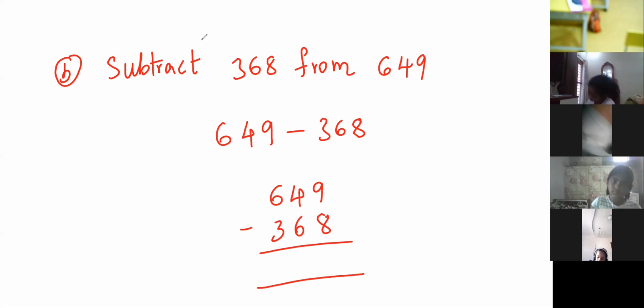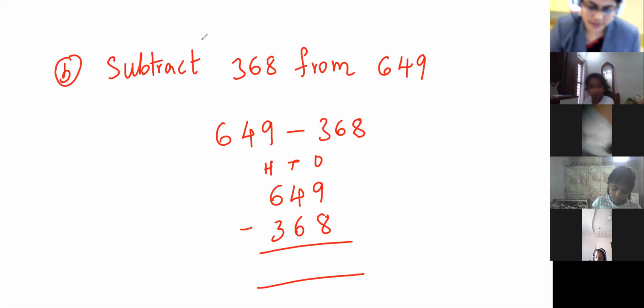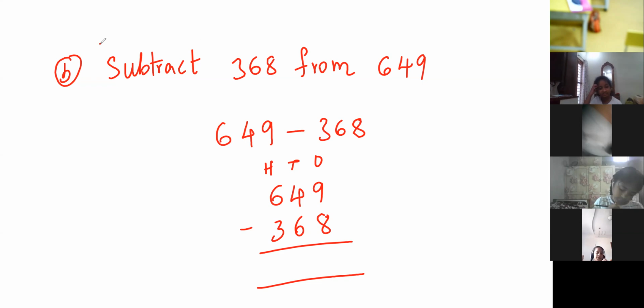Let us subtract now. Come to ones place. It's 9 minus 8. You can easily subtract 8 from 9. If you subtract 9 minus 8, what is the answer, children? Whenever you subtract a predecessor of a given number, what will you get? You will get the answer as 1. Okay?